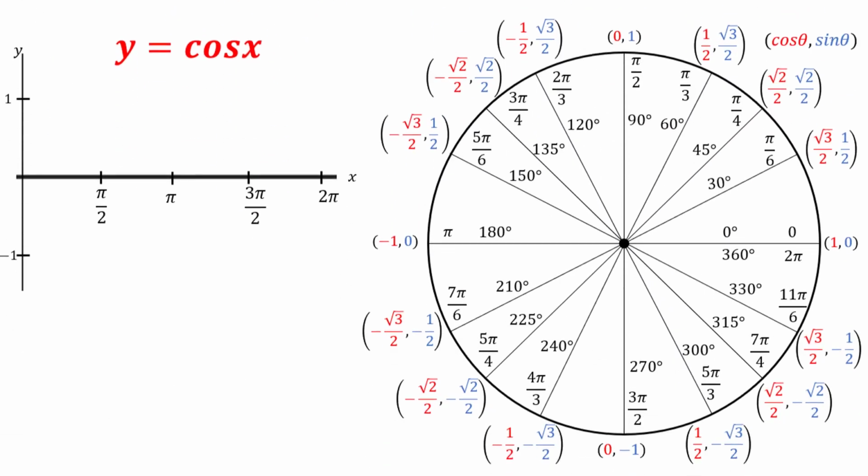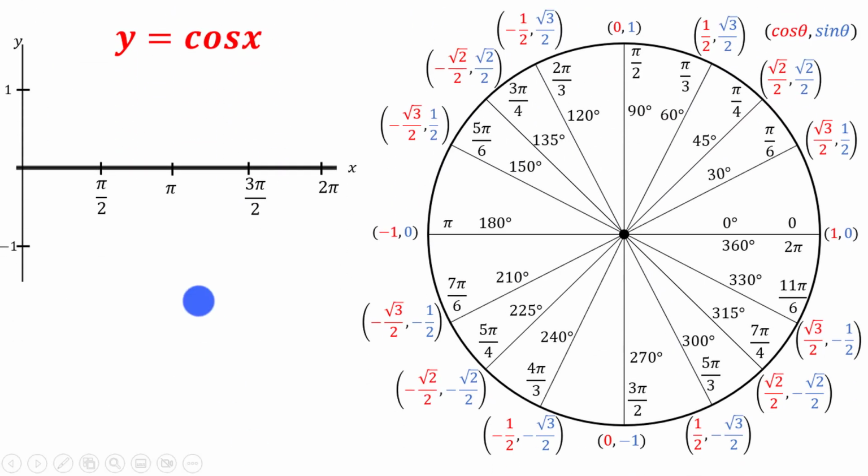Let's graph y equals cosine of x. X will be the input of some angle on the unit circle, and y will be the output, which is the x-coordinate on the unit circle, since cosine represents the x-coordinate. For example, cosine of 0 radians is the x-coordinate of 1, so that means that the point (0, 1) will be on the graph. Cosine of pi over 2 is going to be the x-coordinate of 0, so that means that the point (pi over 2, 0) will be on the graph.